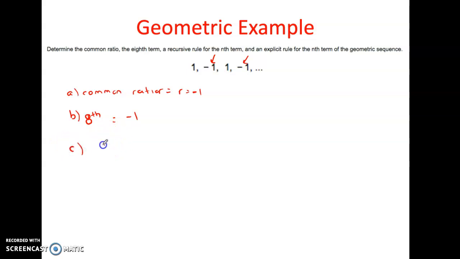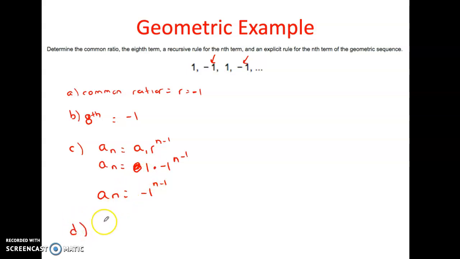And the explicit rule, so a sub n equals a sub 1. And again, we're starting with the a sub 1 here. So you need to know the formula, times r to the n minus 1. So when you plug this in here, we are going to have a sub n equaling a sub 1, which is 1, times r, which is -1, to the n minus 1. So we have a sub n equaling -1 to the n minus 1. We don't need the 1 over there.